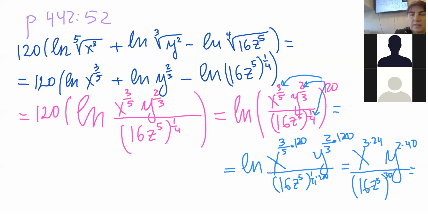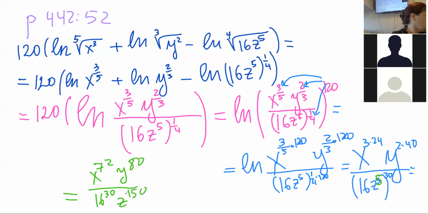So now I need to multiply. Let's make it green right here. Equals x to the power of 72, I hope. y to the power of 80. And now we need to do 16 to the power of 30. And z to the power of 5 times 30, z to the power of 150. Let's look at the answer.